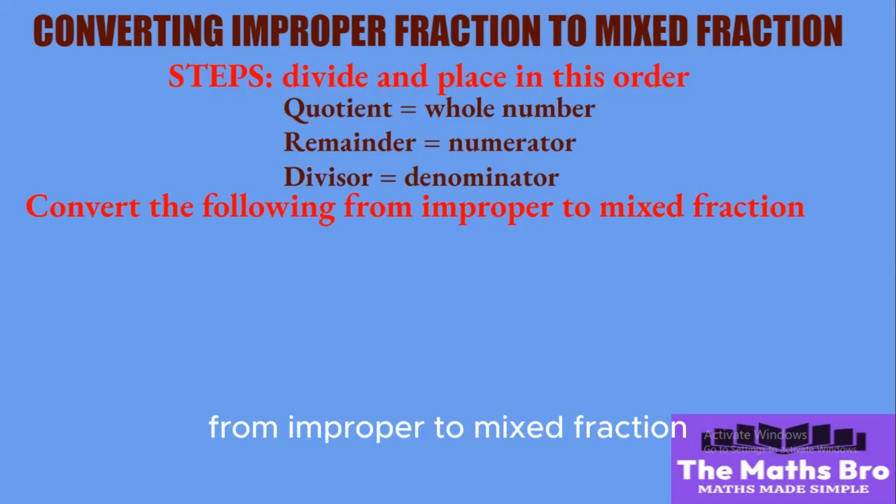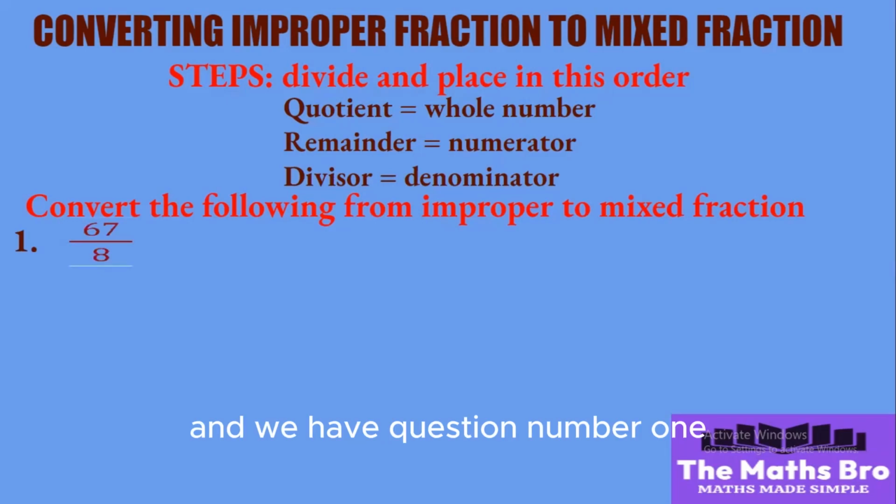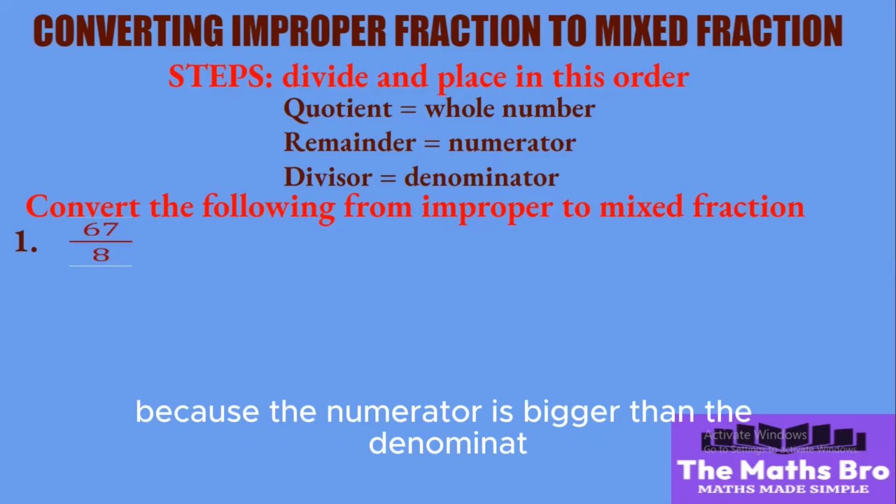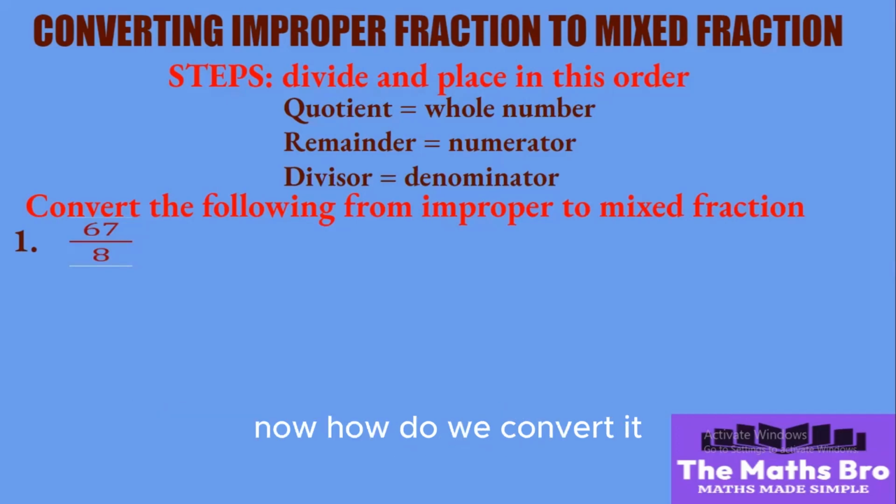Convert the following from improper to mixed fraction. And we have question number 1. 67 over 8. This is an improper fraction because the numerator is bigger than the denominator. Now, how do we convert it to a mixed fraction? Like I told you earlier, you just have to divide. And if you know your times table, it will be a lot easier for you.